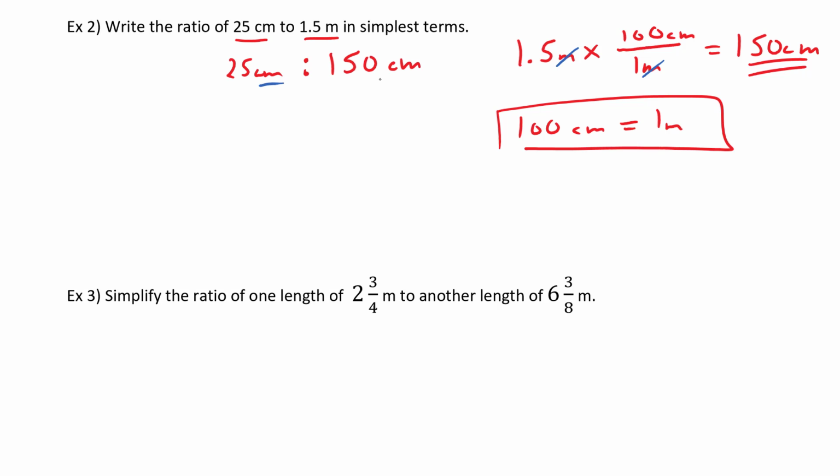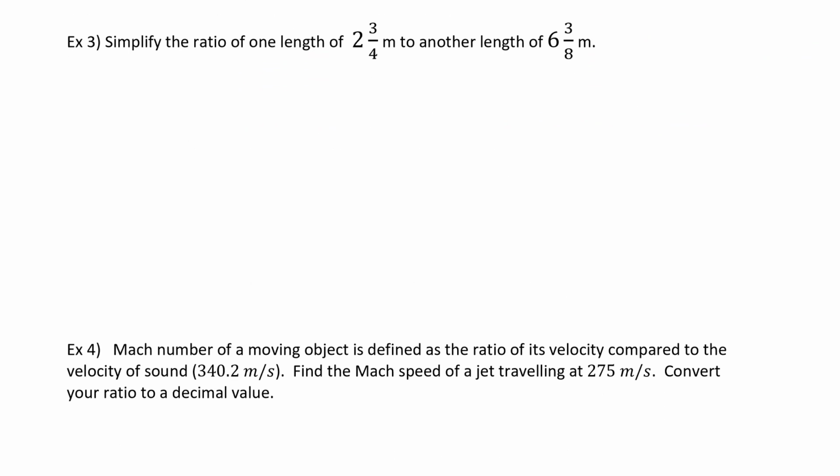Now that they are the same units, we can compare them. Those cancel out, simplify. We can take out a common factor of 25, 1 compared to 6. There is your ratio of 25 centimeters to 1.5 meters. The units have to be the same. Remember that. Let's try this one now.